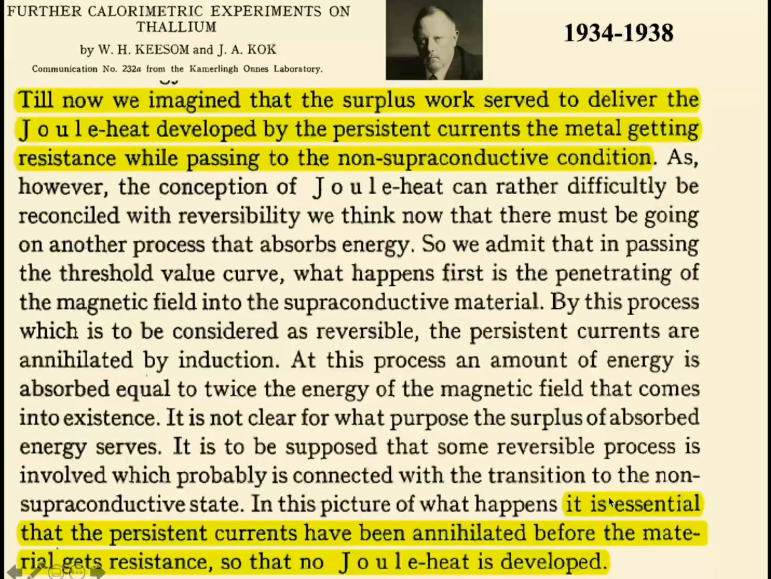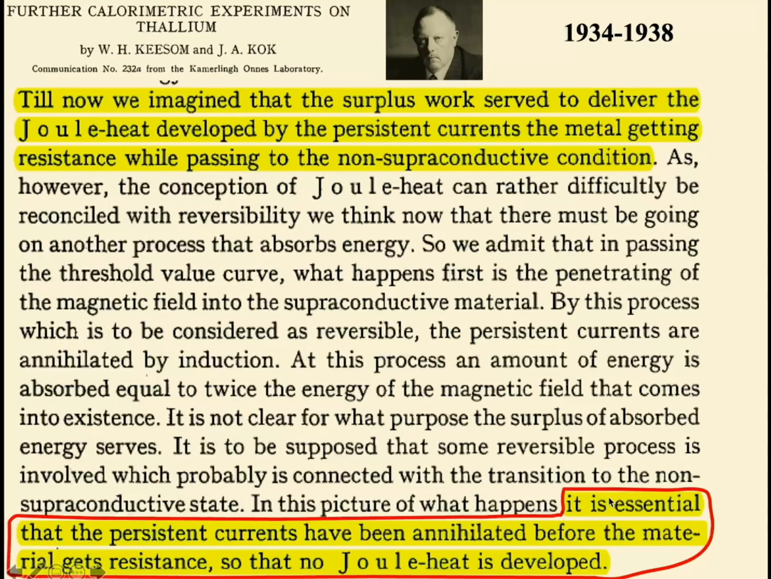And this is a very old question. So in particular, Keesom, who was a great experimentalist, spent 4 years doing lots and lots of experiments trying to understand what's going on here, because he realized that there can be dissipation. So in particular, he said it is essential that the persistent currents have been annihilated before the material gets resistance, because if there is Joule heat developed, we wouldn't have a Meissner effect, okay?